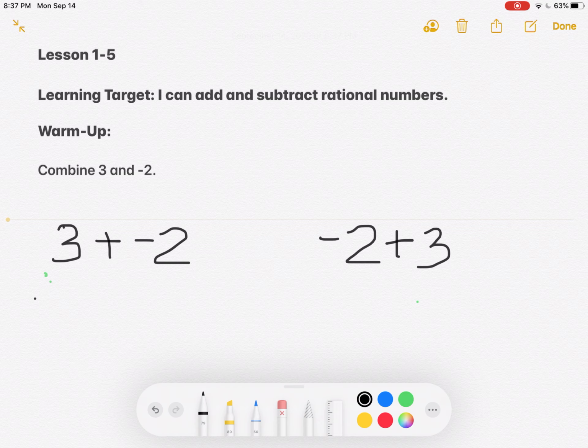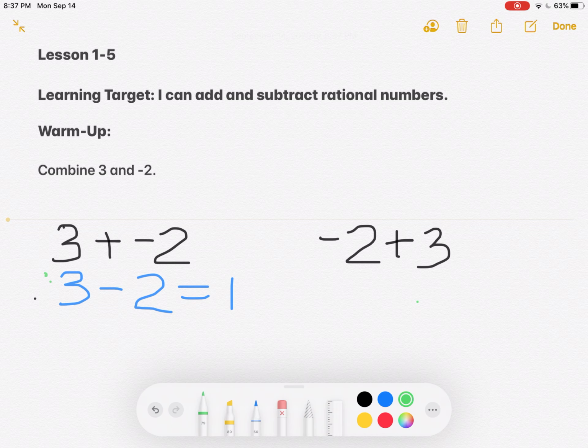So let's go ahead and look at 3 plus -2 first. We can rewrite this simply as 3 minus 2. Now this you guys all know how to do. Here we just get 1.